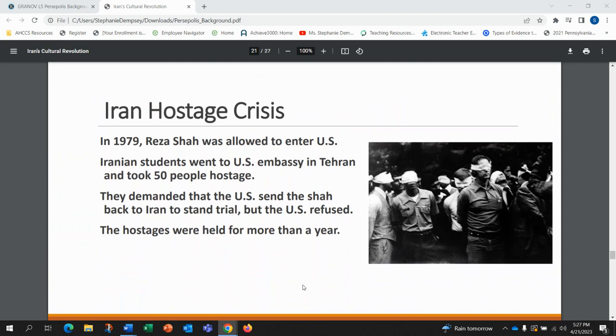Then there's the Iran hostage crisis. In 1979, the Shah was allowed to enter the U.S. Iranian students went to the U.S. embassy in Tehran and took 50 people hostage. They demanded that the U.S. send the Shah back to Iran to stand trial, but the U.S. refused. The hostages were held for more than a year.